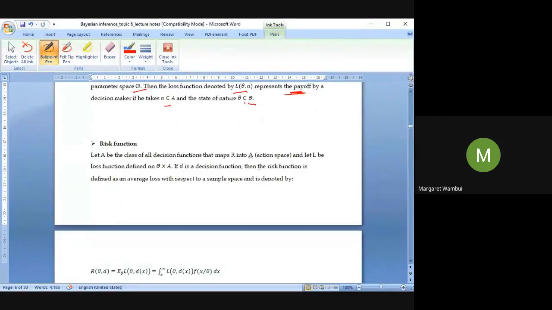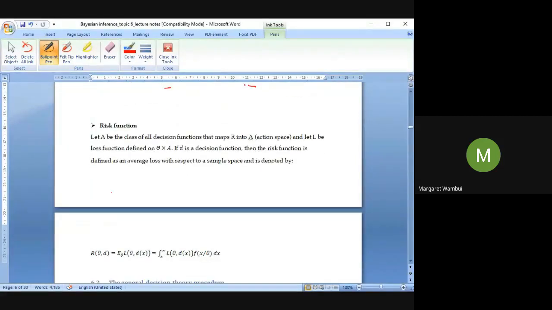Then we have the risk function and definition number 2. Let A be the class of all decision functions. This should actually denote A. Let D be the class of all decision functions that maps R onto A. So we are mapping the decisions to the action space. So any decision that you make and the corresponding action. A decision that you make, maybe D1 and action 1. And maybe you make a decision 2, and then the action is action 2, and so on and so forth.